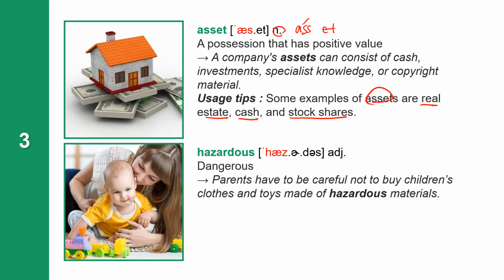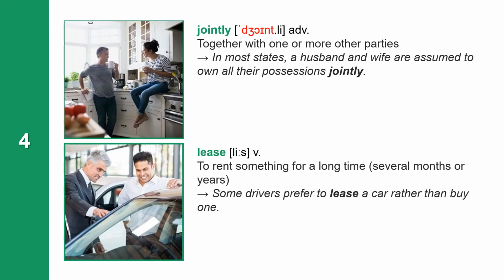The next one, hazardous. Hazardous is an adjective, and it has three syllables, H-A-Z-A-R-D-O-U-S, with stress on the first syllable. Hazardous means dangerous. Parents have to be careful not to buy children's clothes and toys made of hazardous materials. Hazardous.